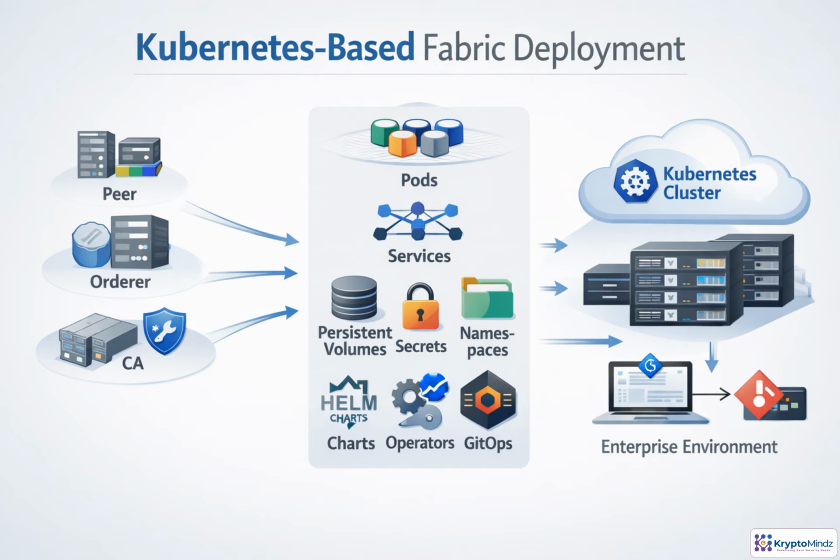In this section, we move from Fabric architecture to production operations. You'll see how peers, orderers, and CAs map to Kubernetes primitives and how that foundation supports secure, scalable enterprise deployments.